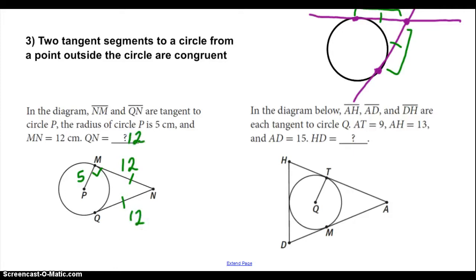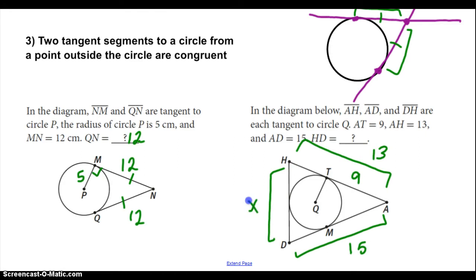Okay, second one. In the diagram below, AH, AD, and DH are each tangent to circle Q. AT equals 9. AH equals 13. AD equals 15. And what is HD? Well, here's how we can figure this out.